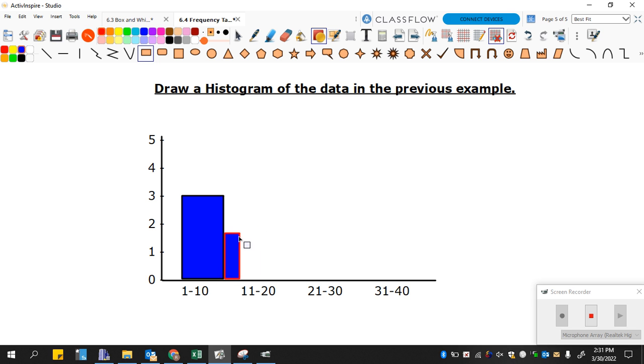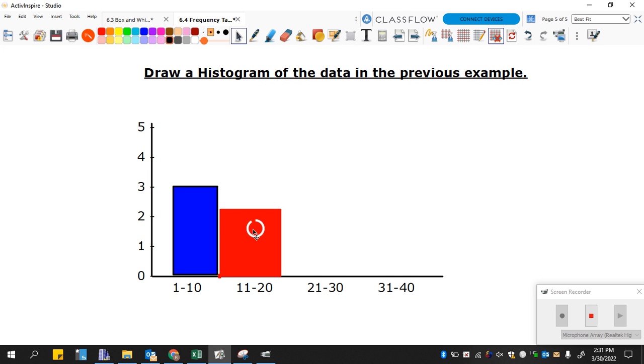Now, whoops, I didn't switch colors. Okay, so 11 to 20 was red, and that only goes up to 2. Now, it's important that the bars touch but don't overlap. That's actually a little bit high, but anyway, you get the idea.